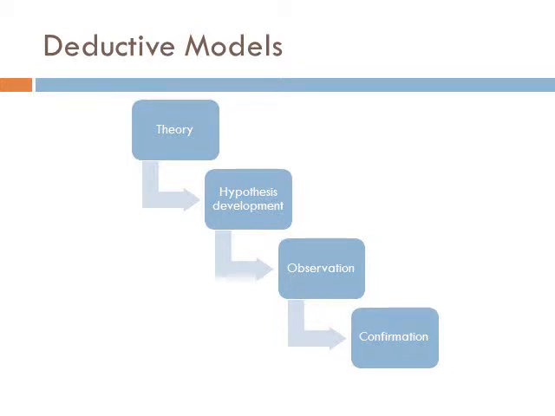So when we talk about following the scientific process and working with theories, there's really two models that we use. First one's deductive, first one listed here. The second one's inductive. Deductive starts at the top and works its way down. So it starts with a theory, and from the theory, there's hypothesis development, observation, and confirmation. And this is probably more common in the pure sciences, in the hard sciences, if you will.